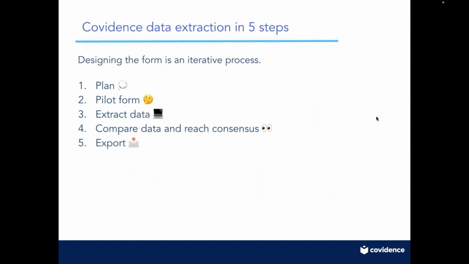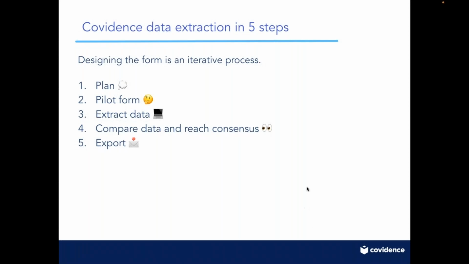We divide data extraction here at Covidence into 5 steps, as we like to think of them. So the first one is to plan. So it's the development of the form at the protocol stage of your review. Step 2 is to pilot that form. So once you have a few included studies, you don't need to wait till you've got all of them. You can try out your pilot form and adjust it as needed until you're happy with it.